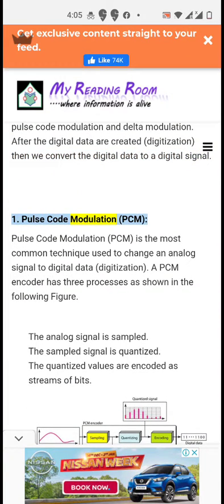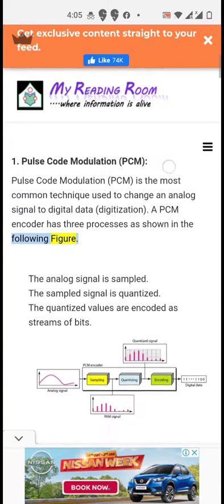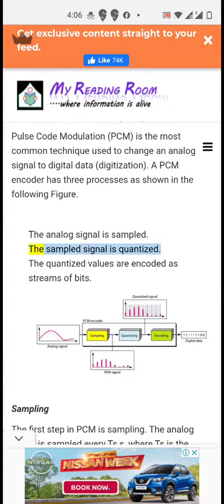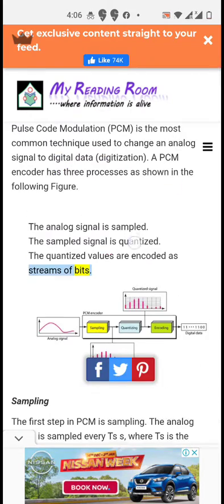1. Pulse code modulation (PCM). Pulse code modulation is the most common technique used to change an analog signal to digital data (digitization). A PCM encoder has three processes, as shown in the following figure. The analog signal is sampled. The sampled signal is quantized. The quantized values are encoded as streams of bits.